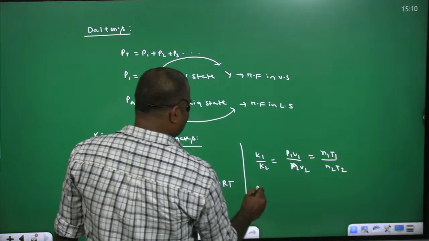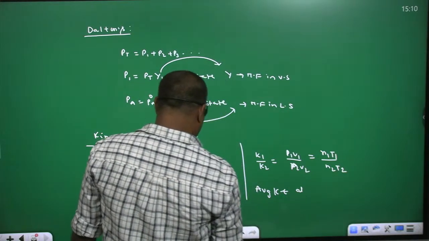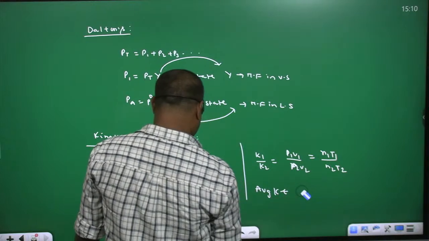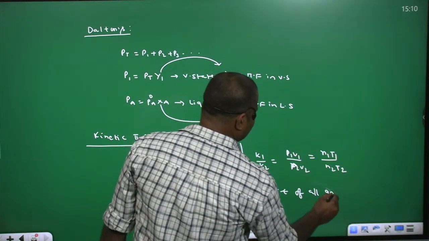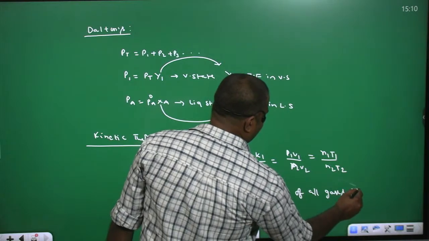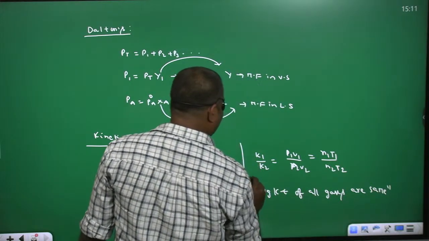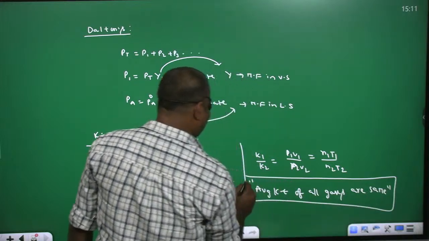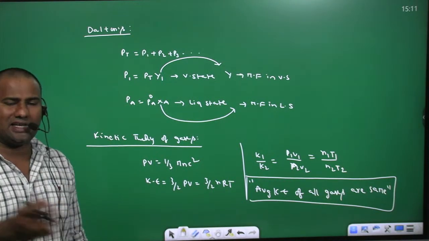And remember, the average kinetic energy of all gases is always equal. The average kinetic energy of all gases is the same. Remember, only the kinetic energy can be different by changing the gas, but average kinetic energy is always constant for all the gases and identical.